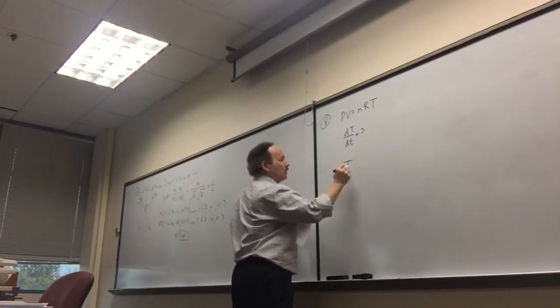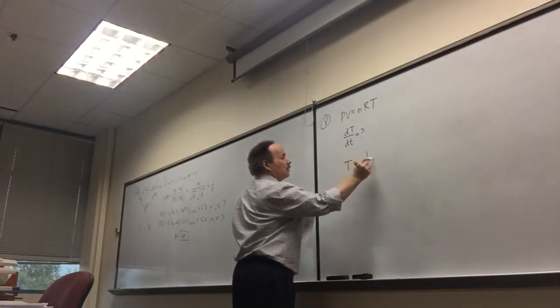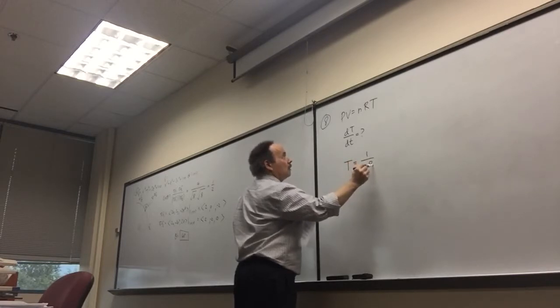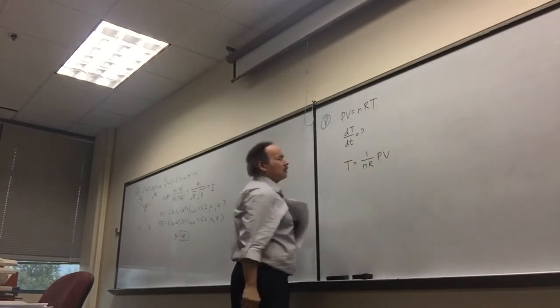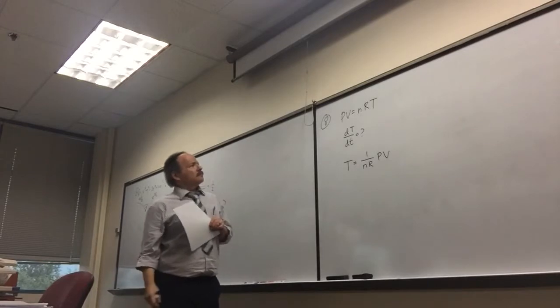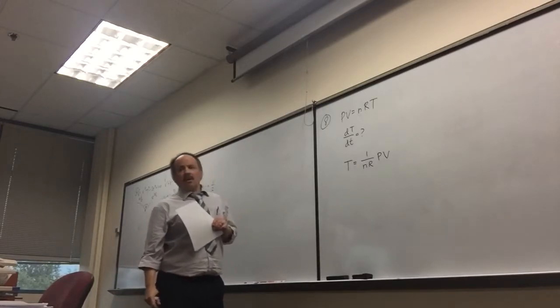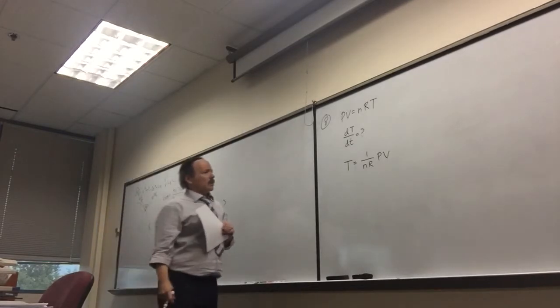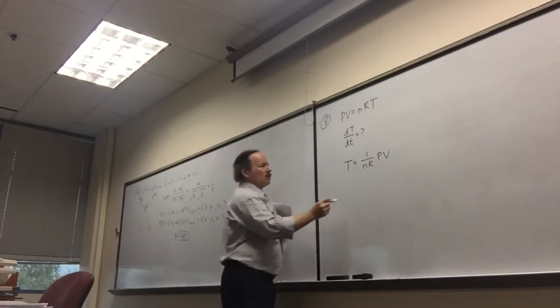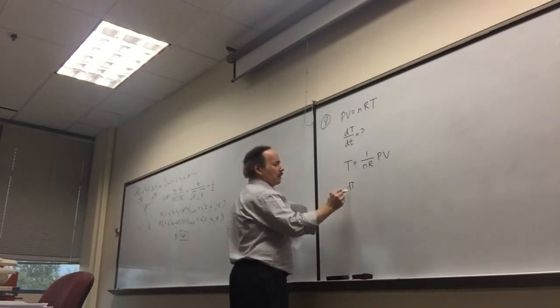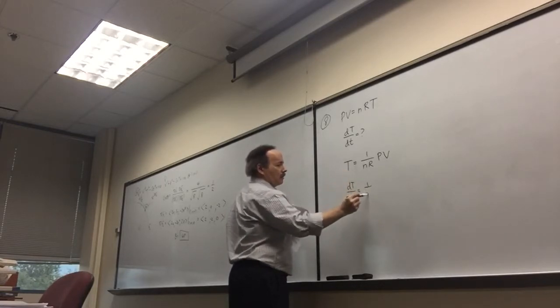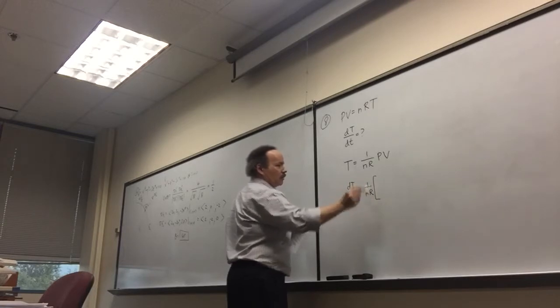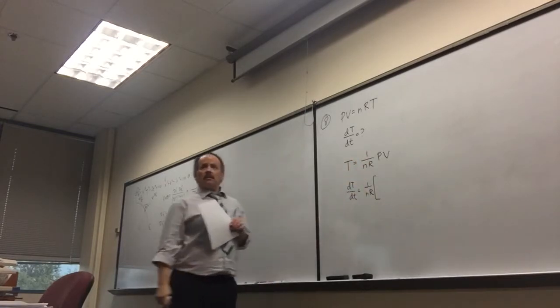So big T equals this. Remember, n and R are just what? Constants. Okay. So what is dT/dt? This is a constant, so we can just leave this out. And then what should we write here? Partial derivative.